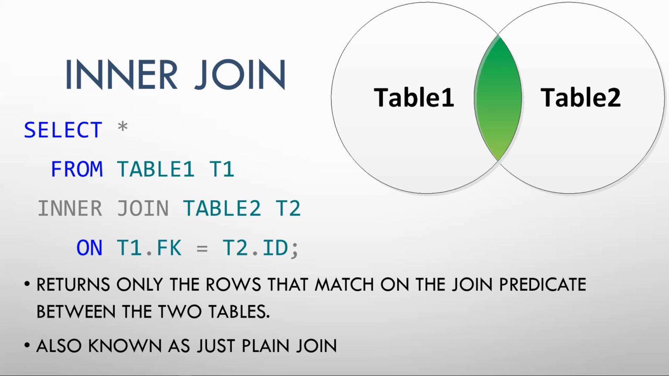The join predicate is what people sometimes call the on clause. And this is specifying an inner join. It's also known as just a plain join. If you use the words inner join or just the word join, it means the same thing. It's matching on those, and it's only showing you the things that are an exact match.